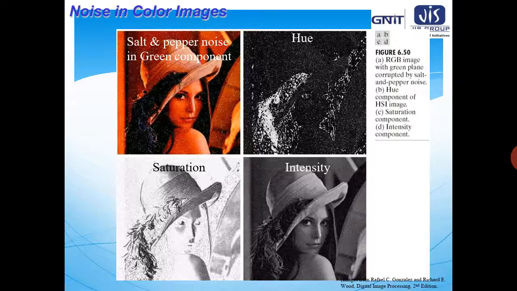Now if we move forward to the corresponding color image, the RGB with the green plane corrupted by salt and pepper noise has been shown here, and their corresponding hue, saturation and intensity have also been shown here. So this is one color image with its salt and pepper noise, and its equivalent HSI components have been shown here.